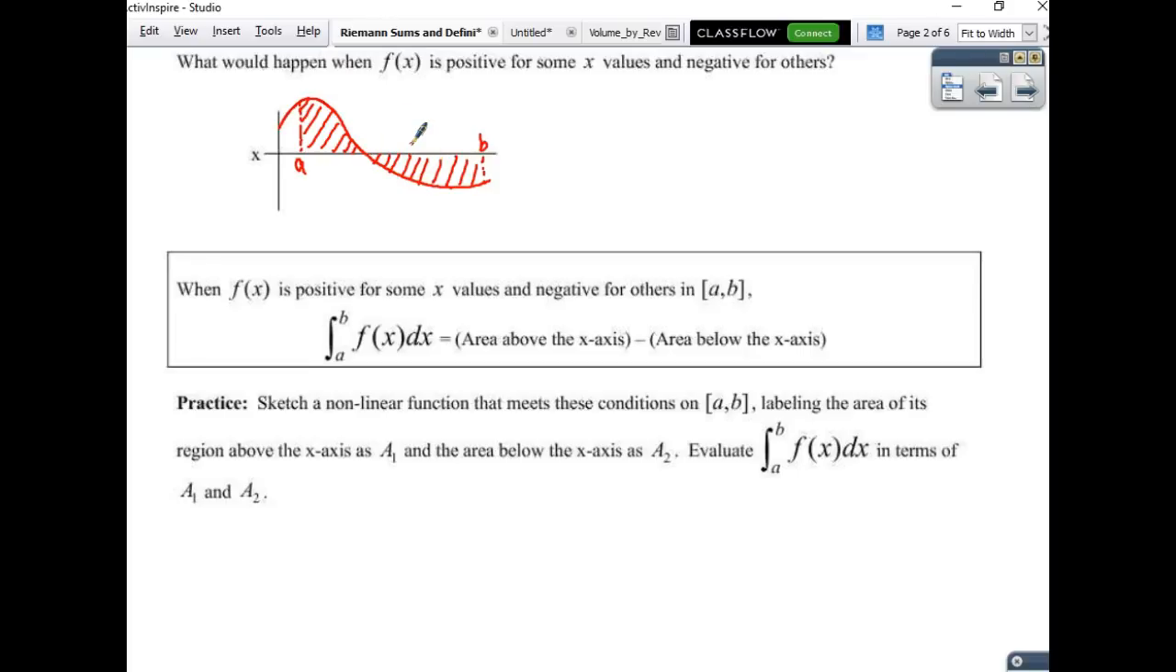You realize I'm using the word area, so I'm talking about these positive numbers. And all I'm going to do is I'm going to take the area above and the area below and just do a subtraction piece. The area below becomes negative. The area above becomes positive.